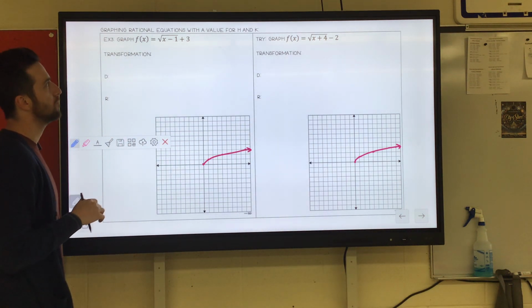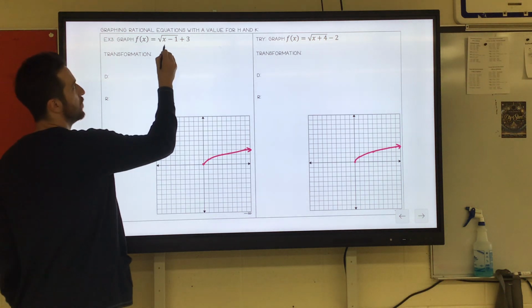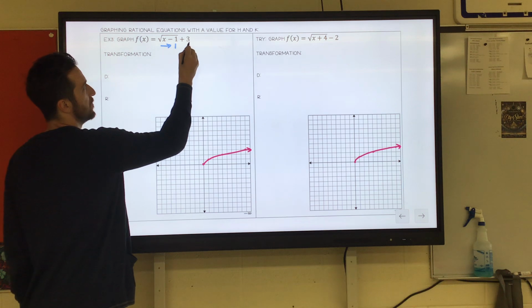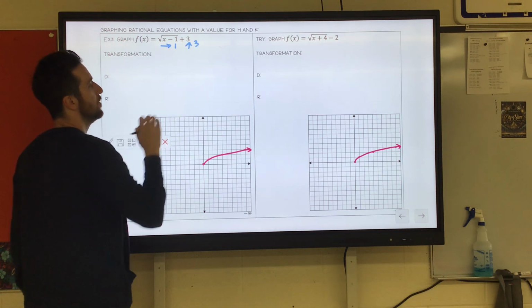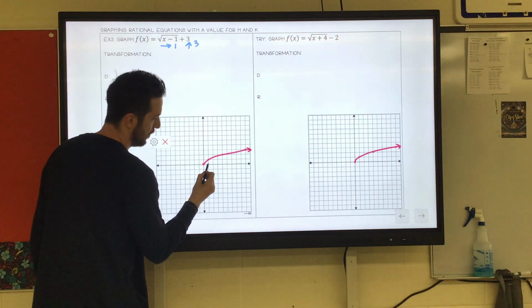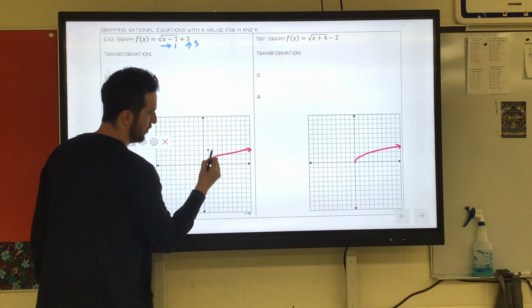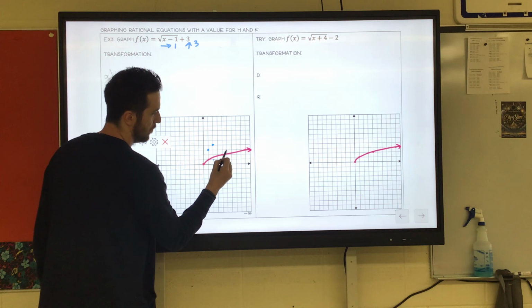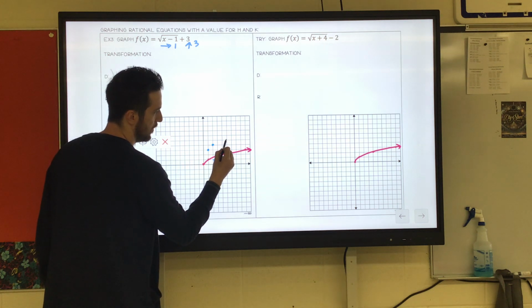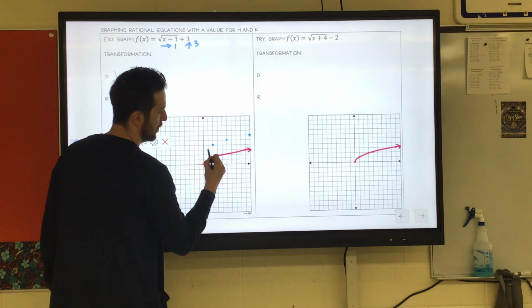All right, example 3, we have square root of x minus 1 plus 3. The minus 1 will shift it to the right 1. The plus 3 will shift it up 3. So with each one of these points, we're going to go right 1, up 3. Right 1, up 3. Right 1, up 3.